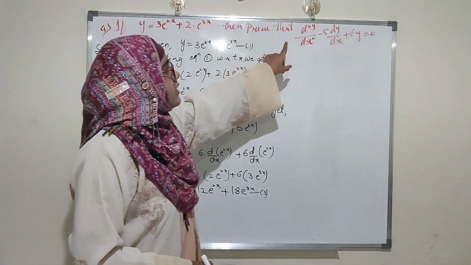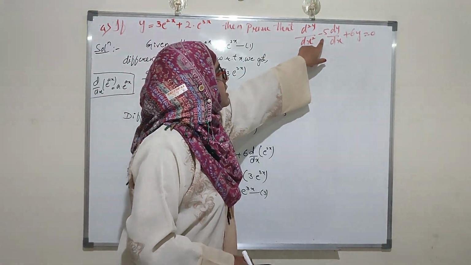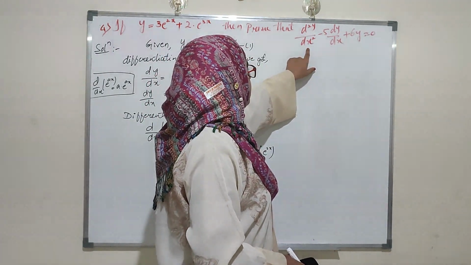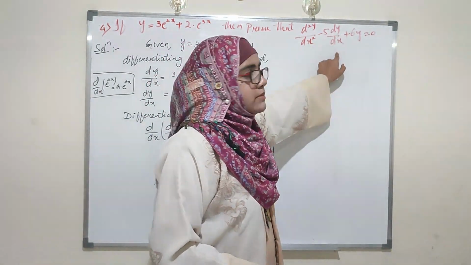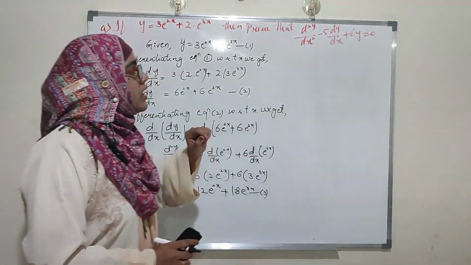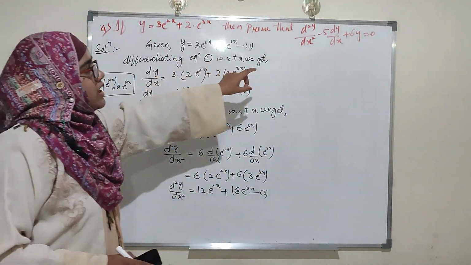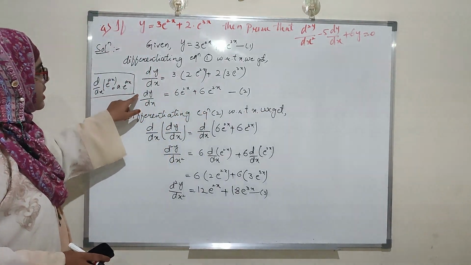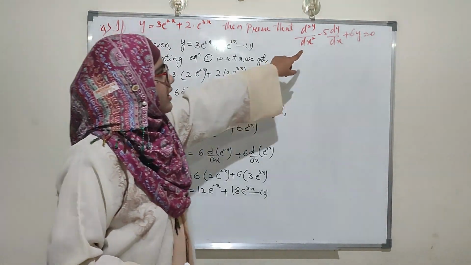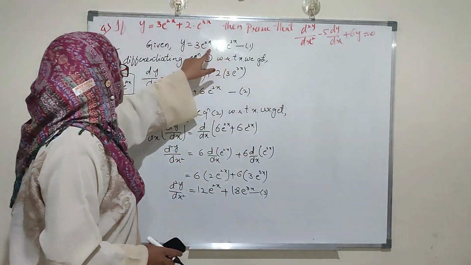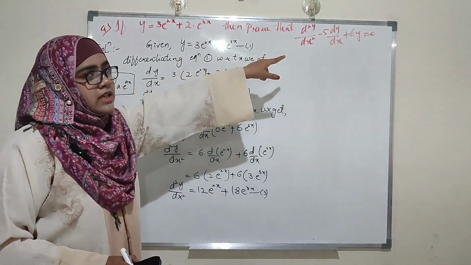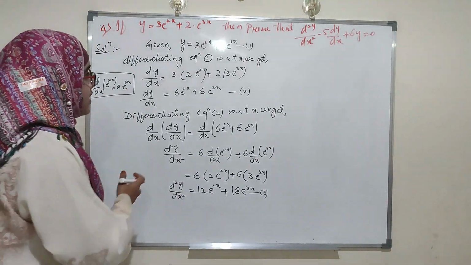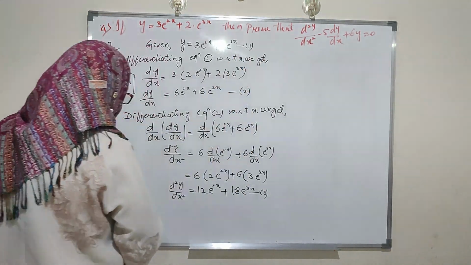Now what we have to find? We have to prove that d²y/dx² minus 5 dy/dx plus 6y is equal to 0. That means we have to multiply equation 2, which is the dy/dx value, with 5, and equation 1, which is y, with 6.